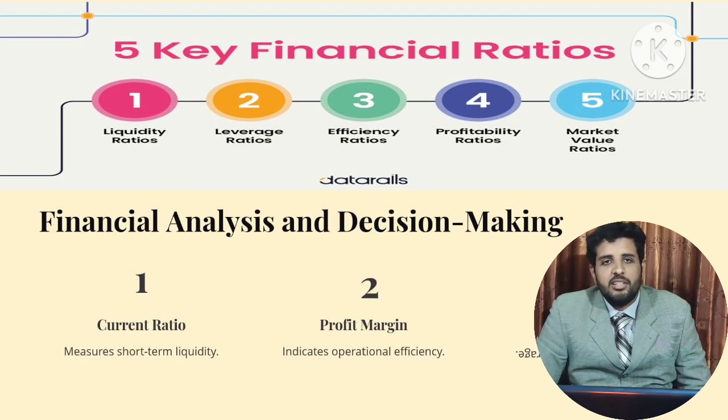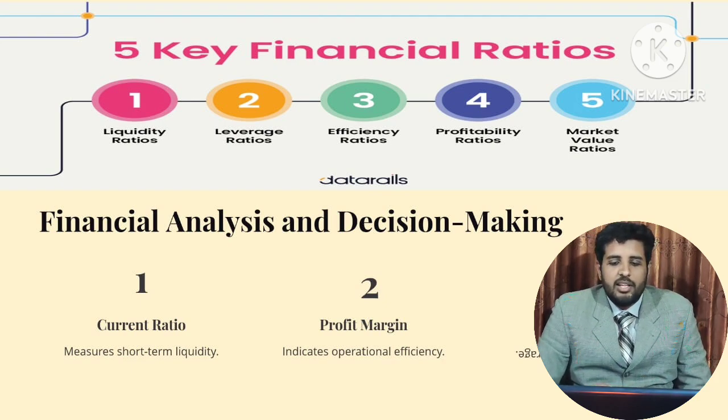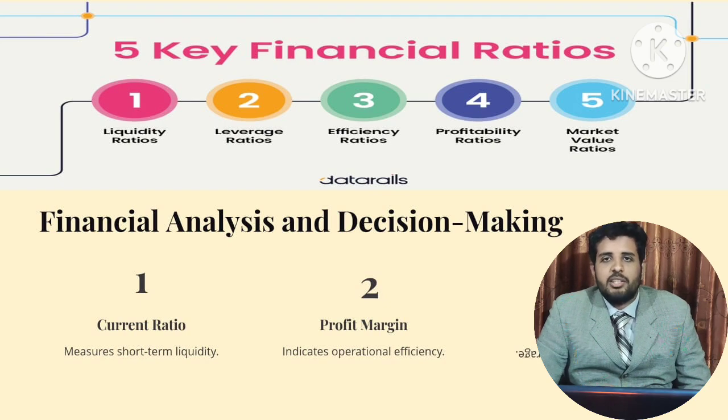It is a liquidity ratio which tells us how much liquid cash a company holds at a particular point in time. And then we have profit margin, which indicates the operational efficiency, how profitable an organization is. And then the debt to equity ratio, which tells us how much debt a company is in and how much it is maintaining the owner's equity or shareholders' equity.